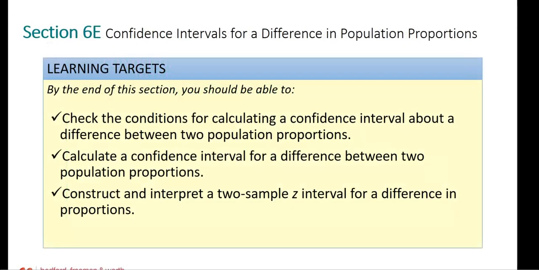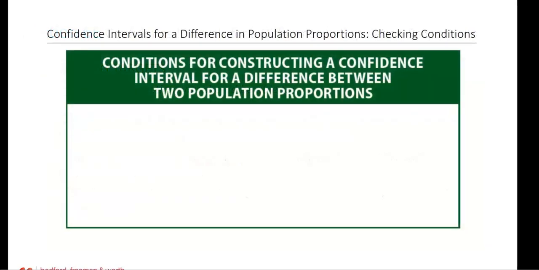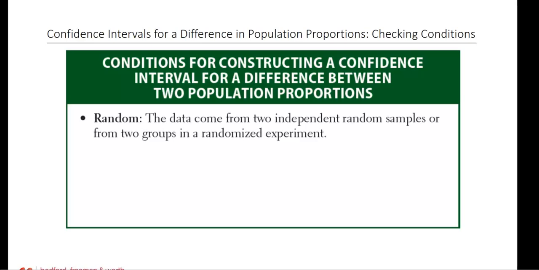Specifically, today we're looking at confidence intervals for a difference in population proportions. We've done confidence intervals for one single proportion; we're doing one for the difference. What are the conditions? They're, again, pretty similar, just a few tweaks. Random.